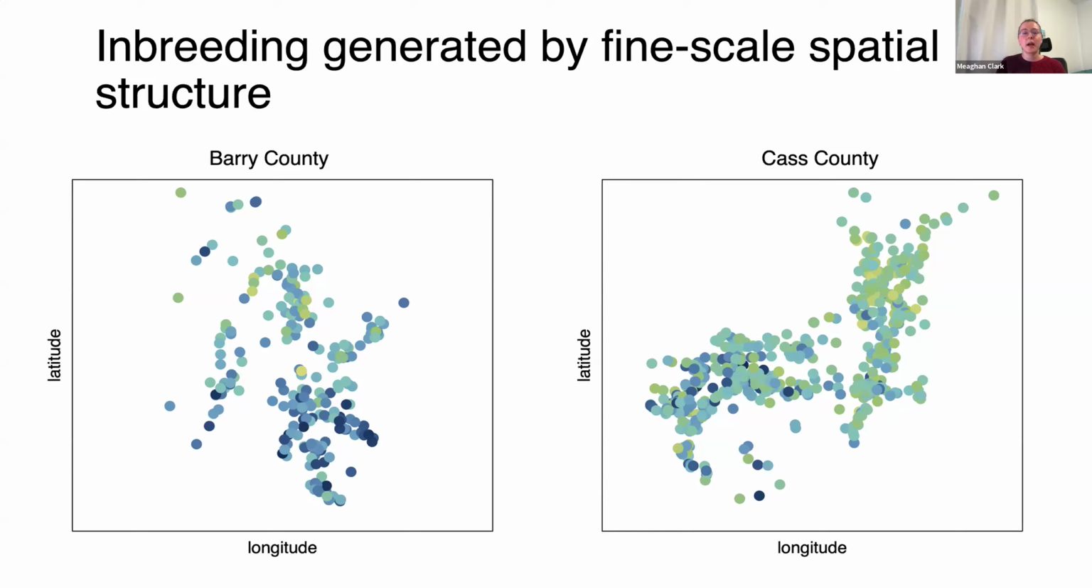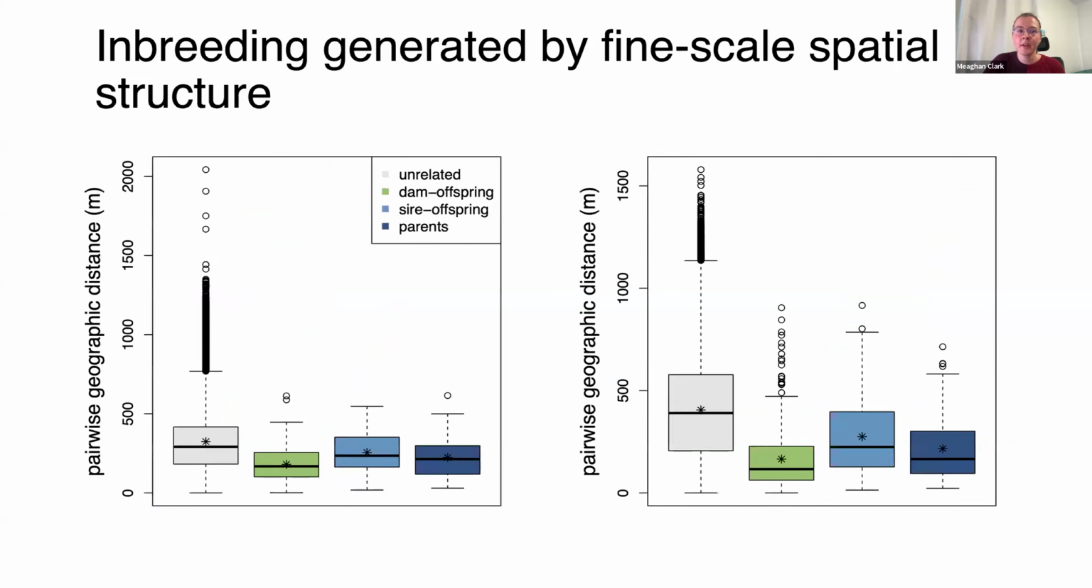These plots here show centroid spatial locations of individuals from capture events. Each dot is colored by that individual's score in a principal component analysis. And you can see that the dots are roughly clustered together by color, indicating that more genetically similar individuals are found closer together. We tested this result statistically using the pedigree data and found that pairs of related individuals like mothers and offspring, fathers and offspring, and pairs of parents are all found significantly closer together in geographic space compared to pairs of unrelated individuals.